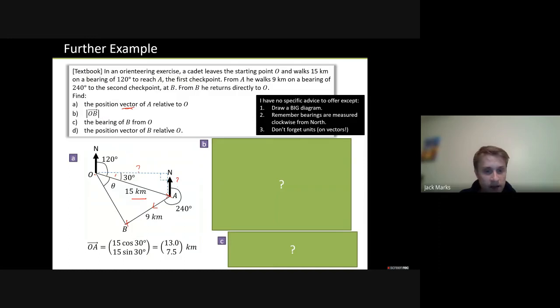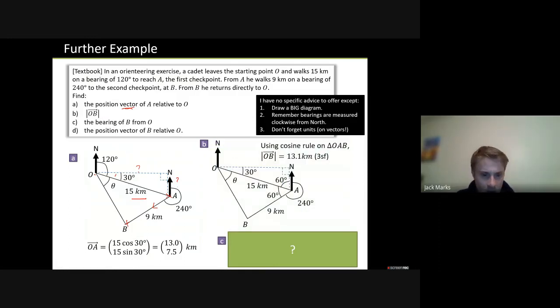Magnitude of OB. Well, how do we do this one? Since we know that this is 15 kilometers and we know that this one here is 9, we could find out that this one here is 60, and then we have a missing angle. So we have a cosine rule where we have the angle included by these sides here to find OB. So we could actually use cosine rule in this situation.